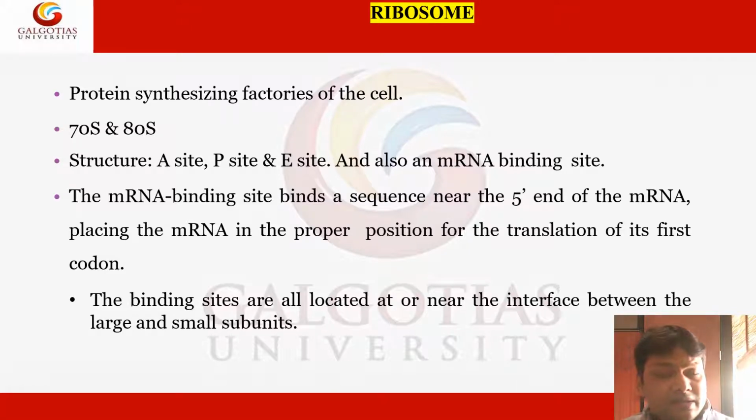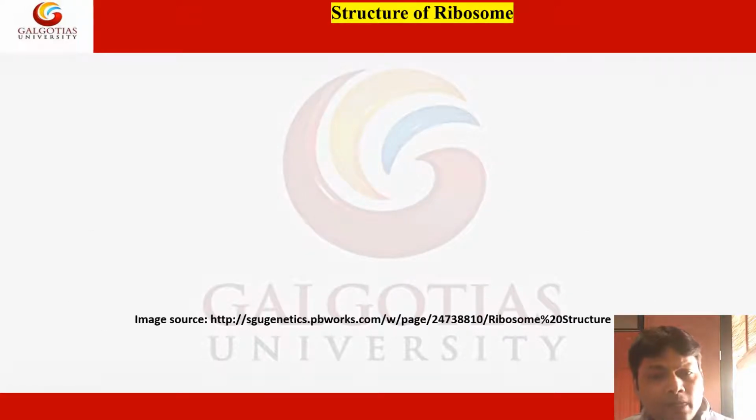Ribosomes are of two types, 70S and 80S. In ribosomes, there are three different sites present: A site, P site, and E site. An mRNA binding site is also available on the ribosome. The mRNA binding site binds the sequence near the 5' end of the mRNA and places the mRNA in the proper position for the translation process. The binding sites are all located at or near the interface between the large and small subunits of the ribosome.